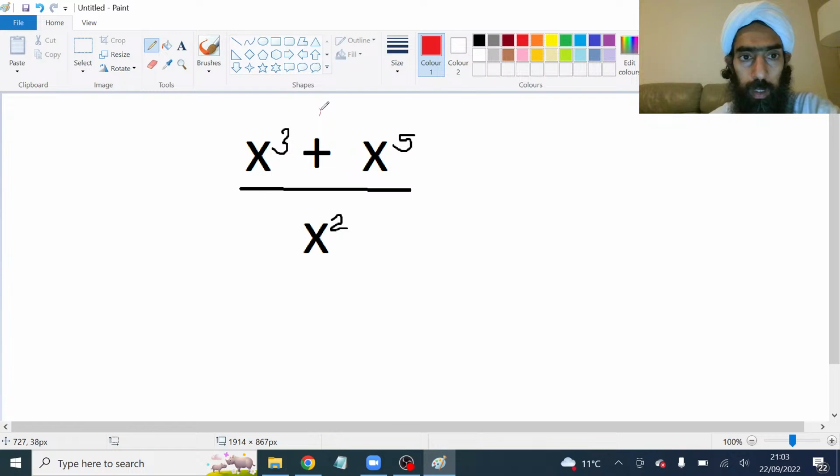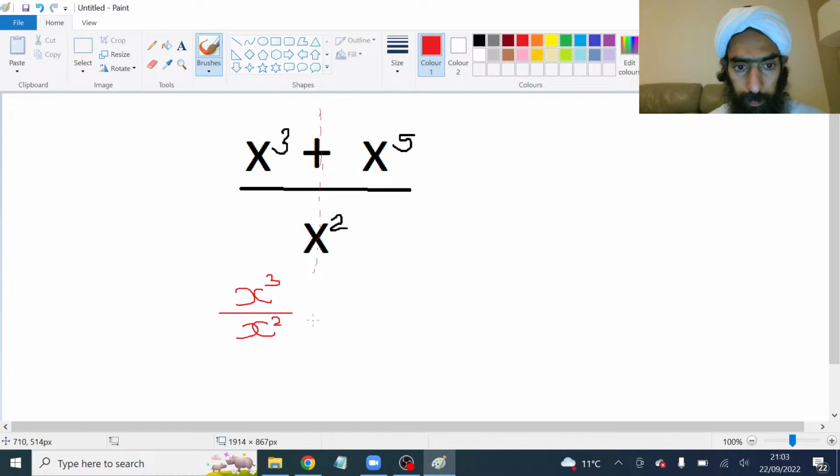So what we're going to do is try and split this fraction into 2 fractions by just splitting it down the middle. The denominator x squared will stay as the denominator in both fractions, but we will have on the first fraction x cubed on the top. On the bottom we will have x squared. Then will come the plus. Then will come the second fraction, which is x to the power 5 on the top and x squared on the bottom.